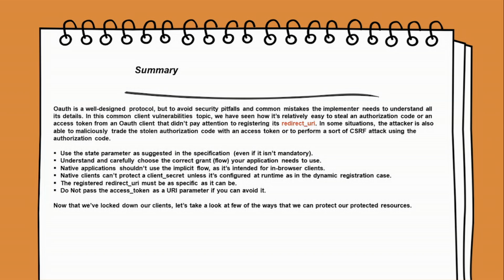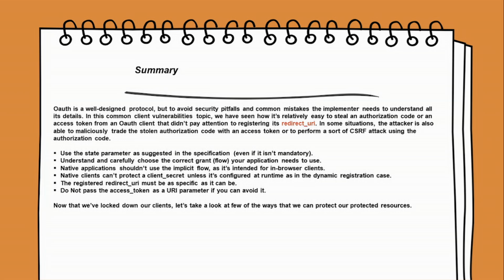The registered redirect URI must be as specific as it can be. Very important line: do not pass the access token as a URI parameter if you can avoid it. You have a way to pass the access token as a URI parameter to call some API, but you need to avoid it. You need to go for the method we have seen, passing the token in the authorization header.